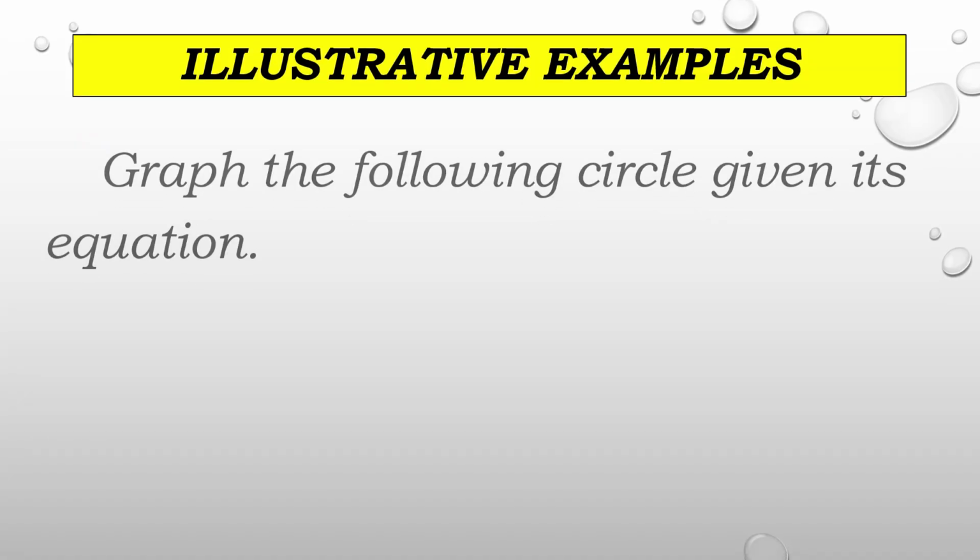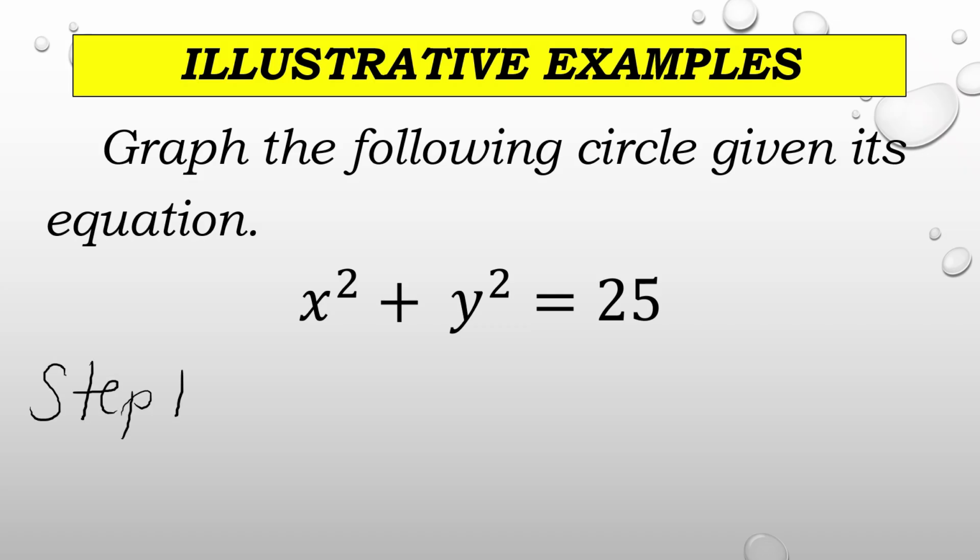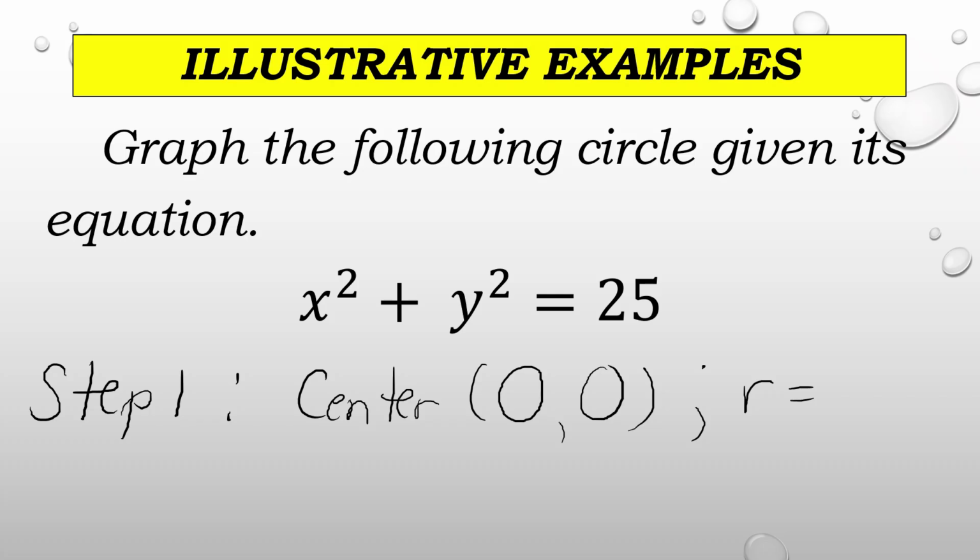Let's have our first example. Graph the following circle given its equation x² + y² = 25. For the first step, we identify the coordinates of the center and the length of the radius. Since the equation is written in the form x² + y² = r², which is a standard form, then the center is at (0, 0). For the length of the radius, we get the square root of 25, which is 5.